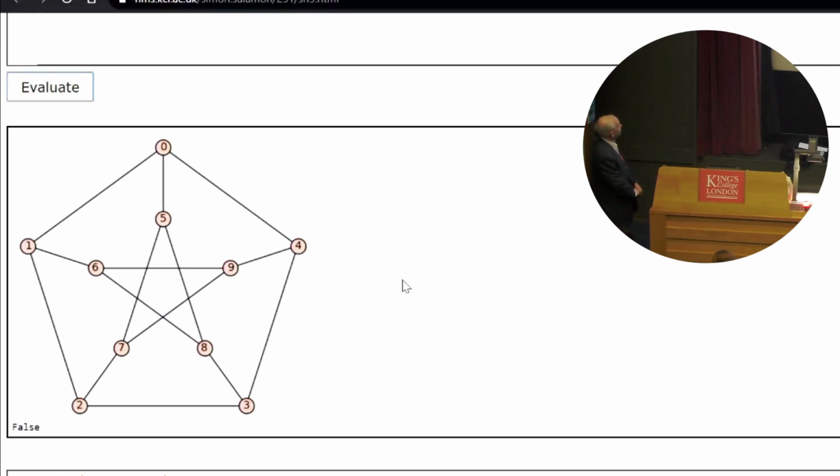There are 10 of them, so there are 15 edges. Because 10 vertices, each has degree 3, so that's 30. Divided by 2 is 15. In fact, there are 15 edges, because there's an inner pentagram, there's an outer pentagon, and then there are the things joining.